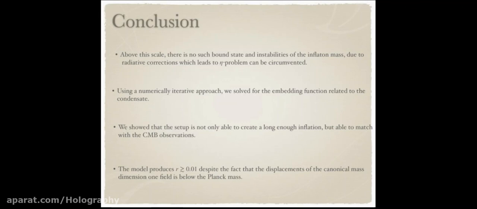And we showed that, contrary to the previous claim by Evans and his group, the model can be worked out to produce long enough inflation. And not only that, it can also provide observables that match the CMB experiments. And we showed that even though the model produces a large enough tensor to scalar ratio, or B mode, at the CMB scales, the displacement of the canonical mass dimension 1 field, which is constructed out of the quark condensate field, remains below the Planck mass.